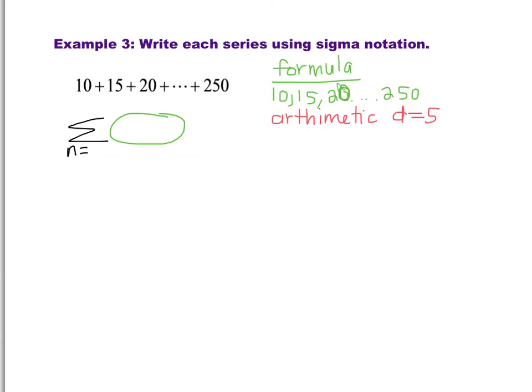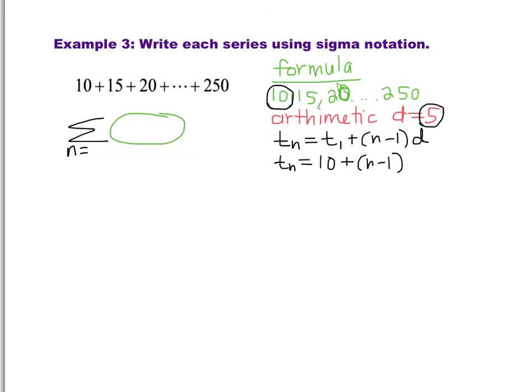So let's come up with a formula for that. For arithmetic, we know it's Tn equals T1 plus n minus 1 times D. So let's use some of the information that we have to find a formula for Tn. So we know that T1 is 10 and D is 5. So we have Tn equals 10 plus n minus 1 times 5. Now if I distribute and combine like terms, that's Tn equals 5n plus 5. So that's our formula here. That'll give us any nth term of the sequence.